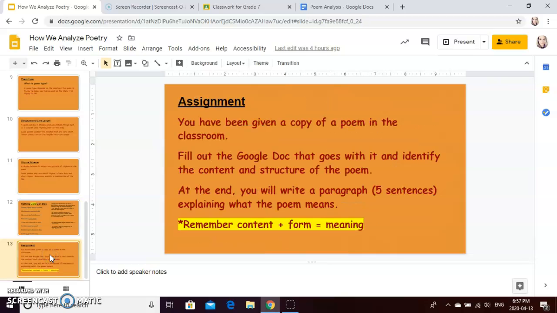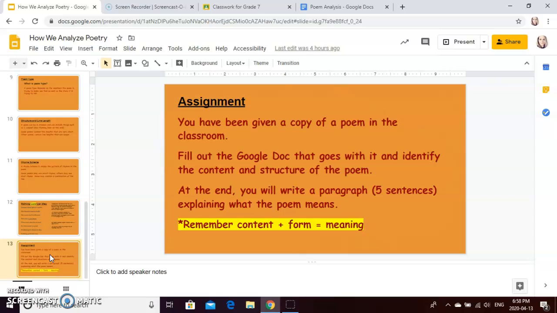So your assignment for today is I've given you a copy of a poem in the classroom. It's called Truth. And I want you to fill out the Google Doc that goes with it and identify the content and the structure or the form of the poem. Now, some of the figurative language parts that I've put in, they might not necessarily be in the poem, but I just tried to put as many types of figurative language in there so that you could see whether or not you can find those in the poem as you read it. And I will show you the page that you'll be filling out in a minute.